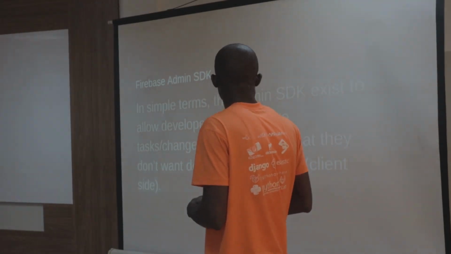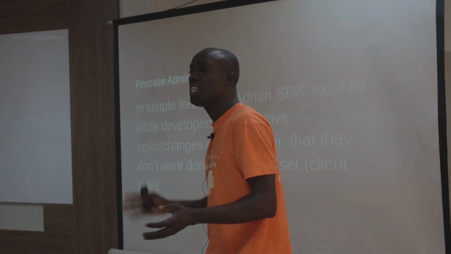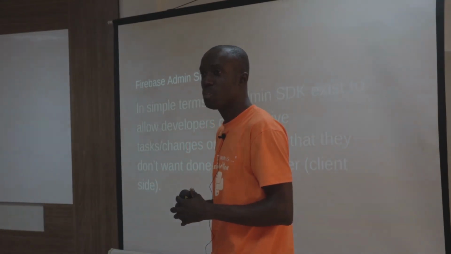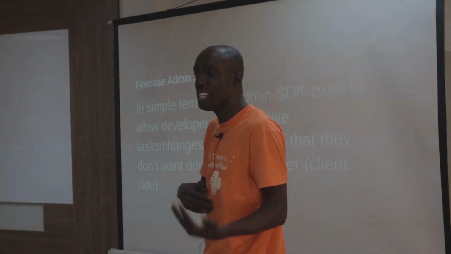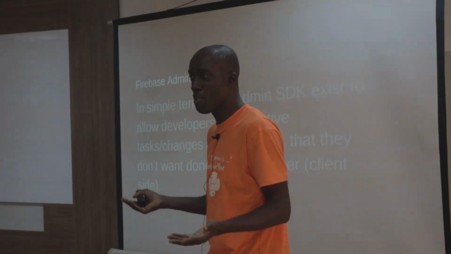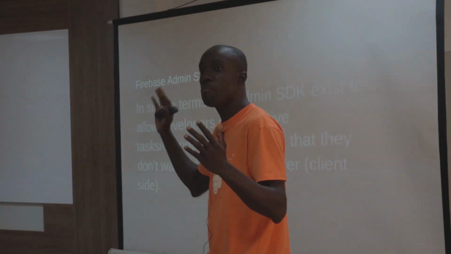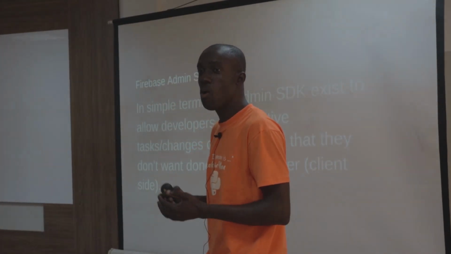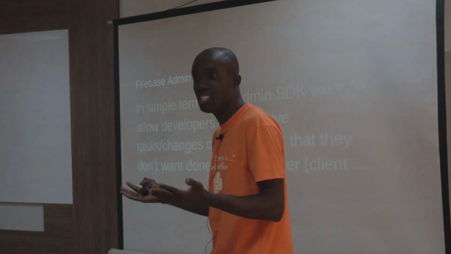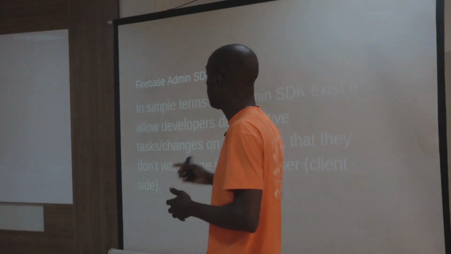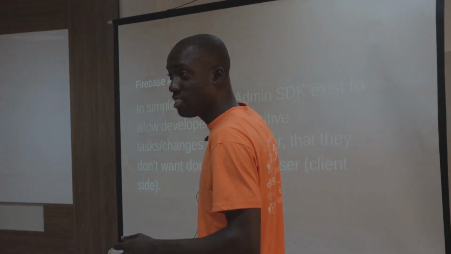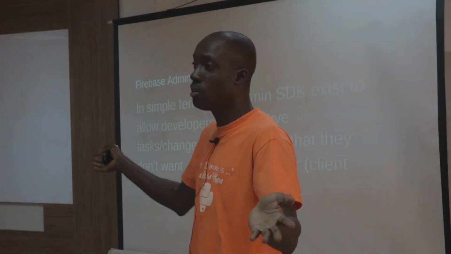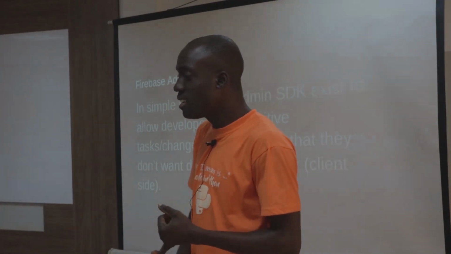An example would be changing administrator roles. You don't want that happening on the client side, because if the client knows how to change it, they can simply make a request to the endpoint, and at that point the Firebase API wouldn't know which is which in order to process your request. So the admin SDK runs in the cloud, and it can run using cloud functions, or you can install it anywhere you want.